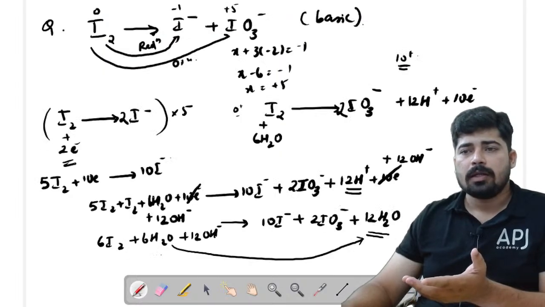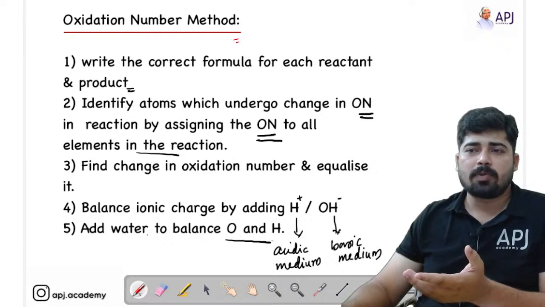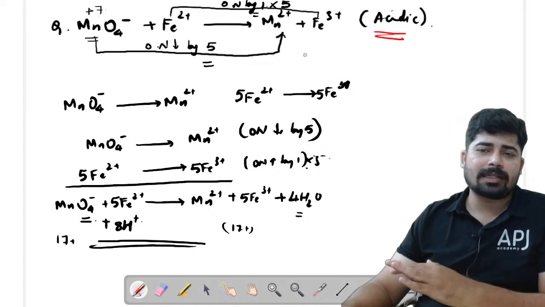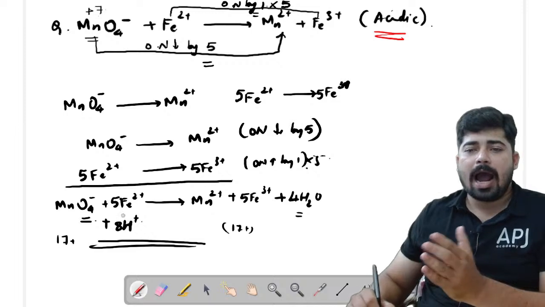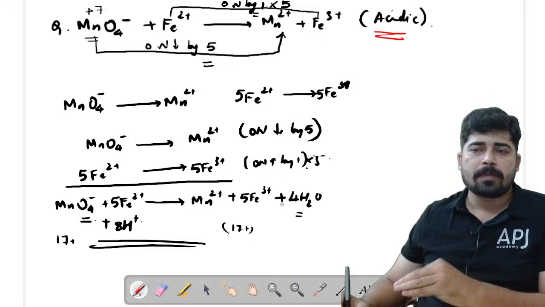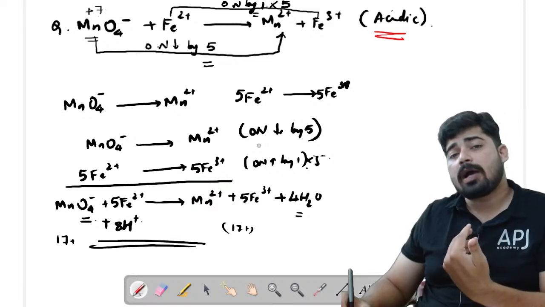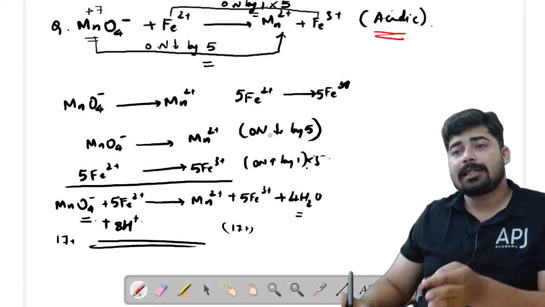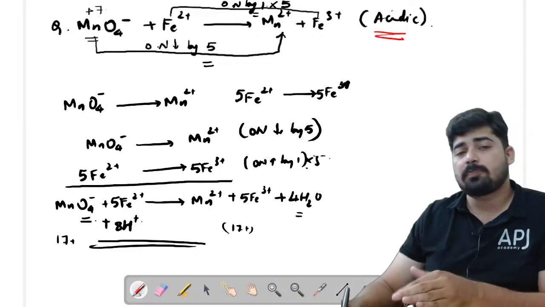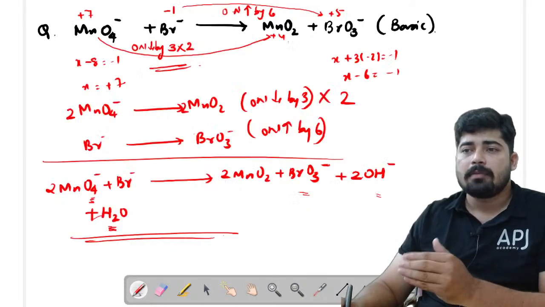Then we studied the oxidation number method, both ways, in acidic and basic medium. What is the difference between acidic and basic medium? In acidic medium we balance oxygen by adding water molecules on the opposite side, but in basic medium we add water on the side where the number of oxygen atoms is more, and then we use OH minus to balance hydrogen, and in acidic medium we use H plus to balance the hydrogen. That's the only difference between acidic and basic medium.